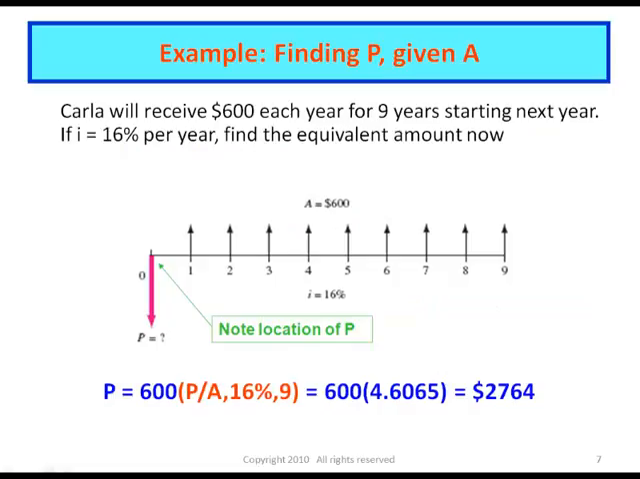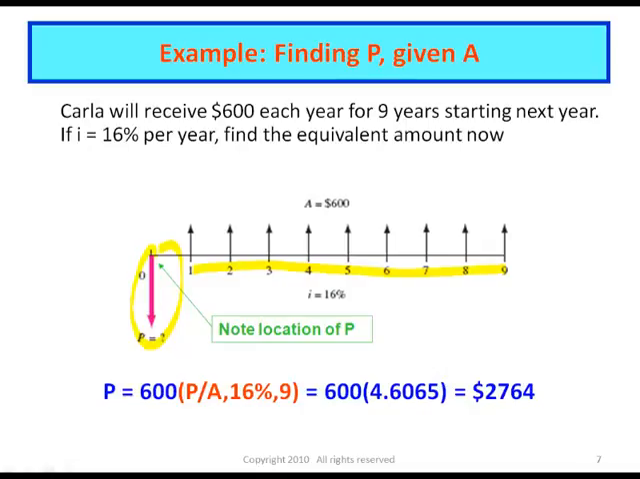Here is a simple application of the PA factor. If Carla knows that she will receive $600 each year for 9 years, starting 1 year in the future, and if she is fortunate enough to make 16% per year on these 9 receipts, what is the present worth equivalent to her? Take a look at the cash flow diagram. P is the unknown equivalent, and A is the series that starts in year 1 and continues for 9 years. Notice A does not take place initially in time 0. It starts in year 1.